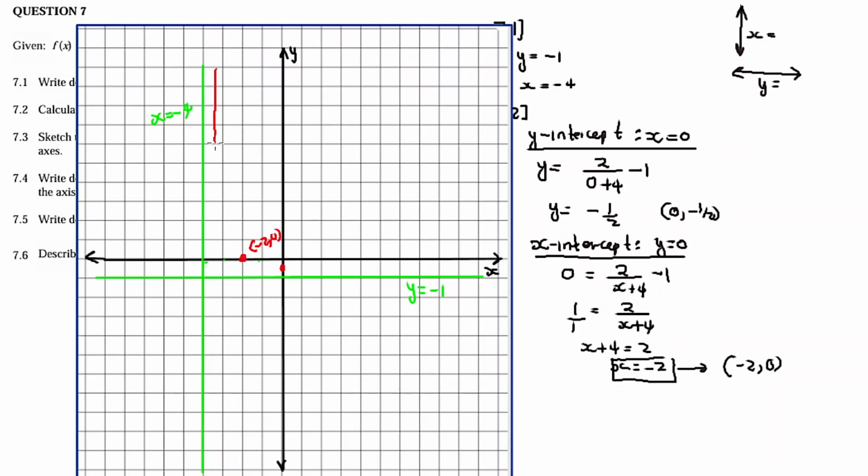Then our graph goes something like this, and there is another part of the graph which goes something like this and ends like this. This one shouldn't worry you too much. As long as you got the shape right and it doesn't touch the asymptotes, it's fine.